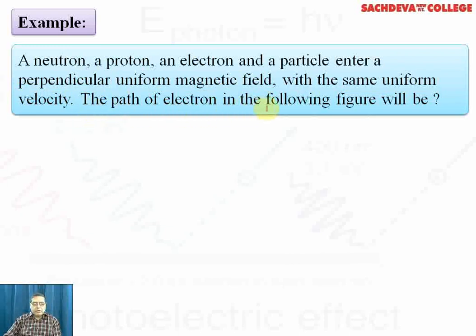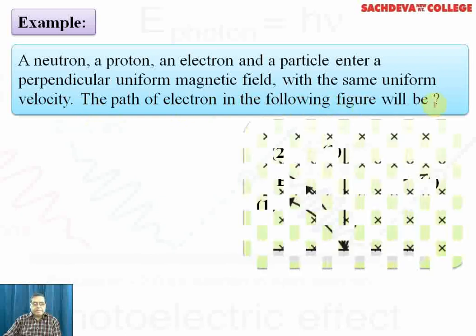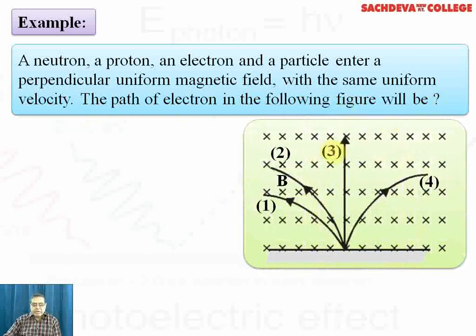The path of the electron in the following figure will be, now the figure is indicated, that is the deflections are indicated by number 1, number 2, number 3 and number 4. The crosses are indicating the uniform magnetic field. The magnetic field at all the points will be the same, and the lines with arrows are indicating the particles like neutron, proton, electron, etc. So we have to just explain the path of the electron in the following figure.